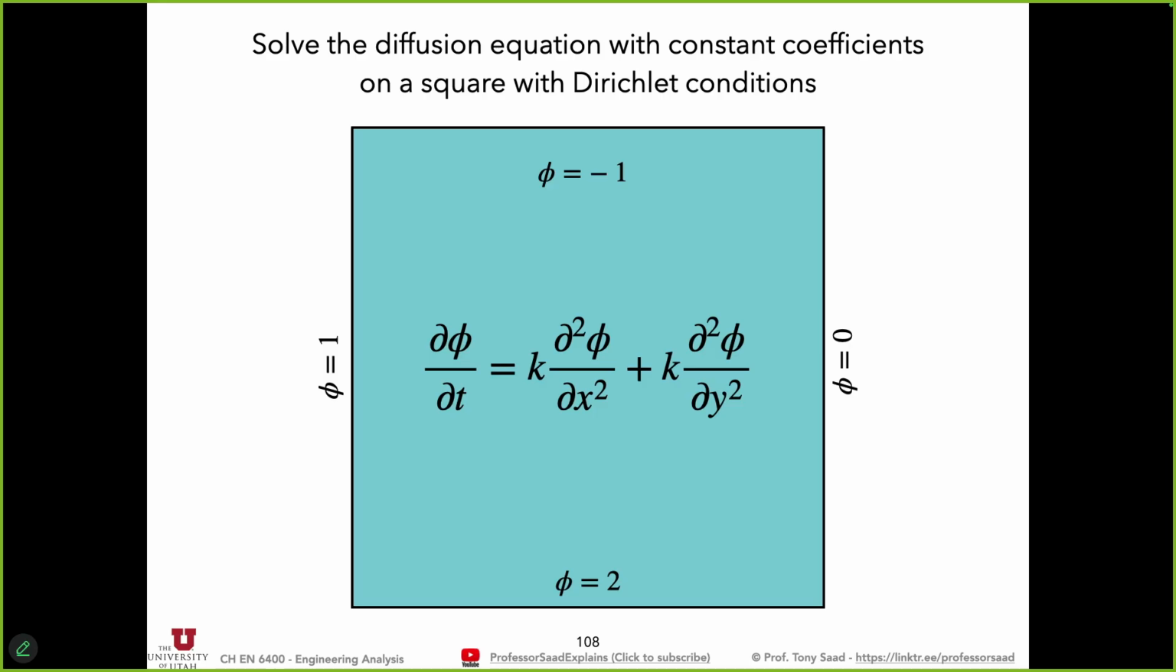I just made them up. I put phi equal 1 on the left boundary, phi equal 0 on the right boundary, phi equal 2 at the bottom, and phi equal minus 1 at the top boundary, okay? What do we do at Dirichlet conditions? The right-hand sides are 0 at those boundaries.